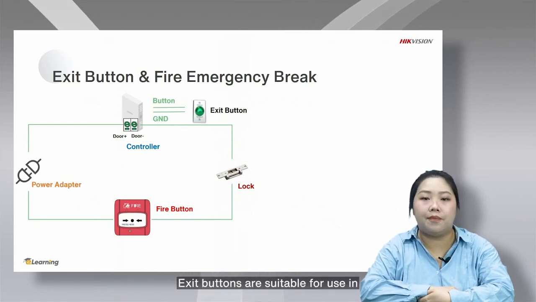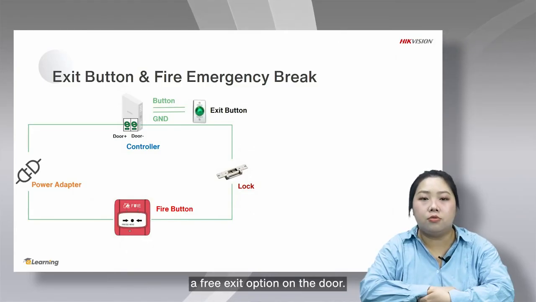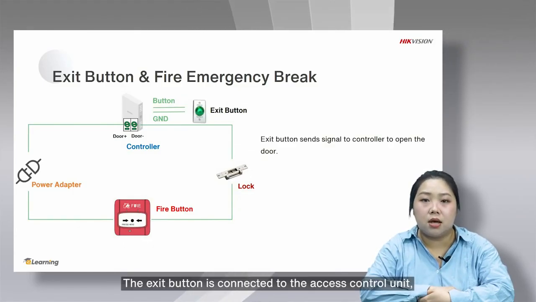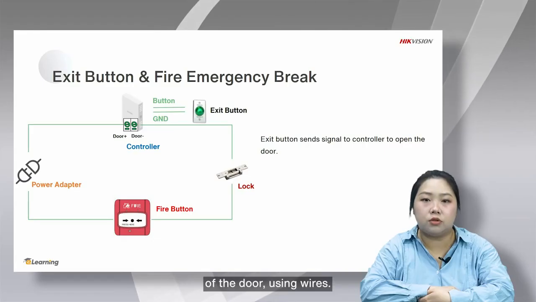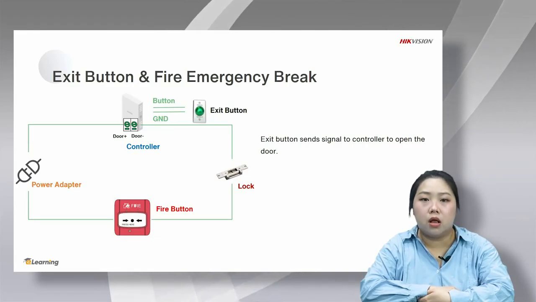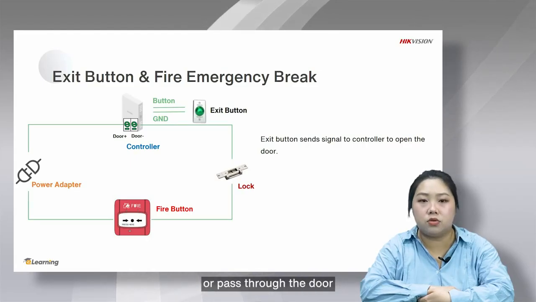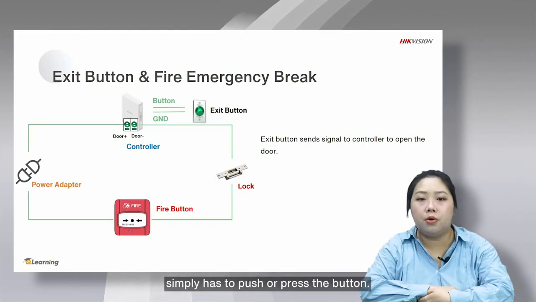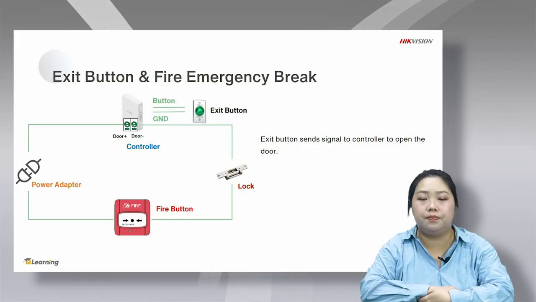Exit buttons are suitable for use in electronic locking solution, which needs to provide a free access option on the door. The exit button is connected to the access control unit, which controls the locking mechanism of the door. An individual that needs to exit the building or pass through the door simply has to push or press the button. The exit button sends a signal to controller to open the door.